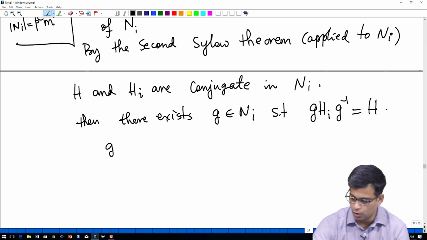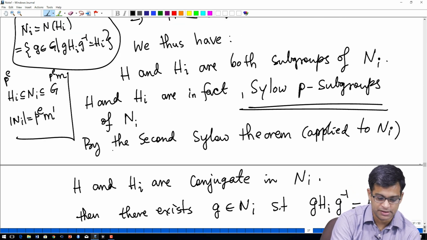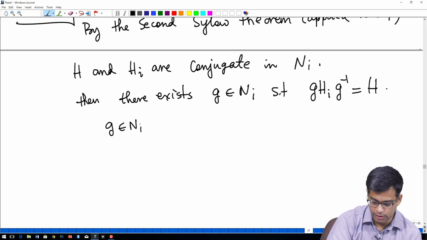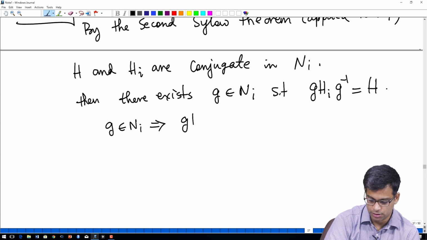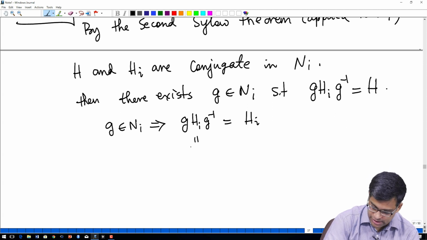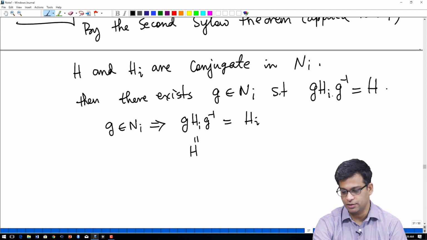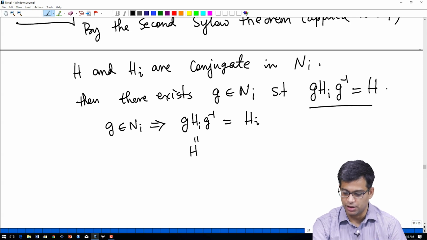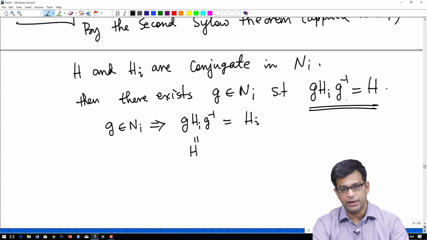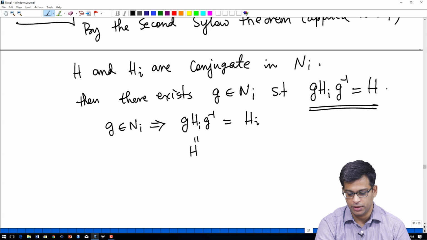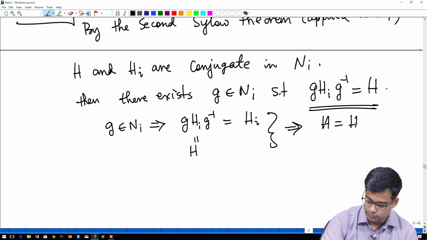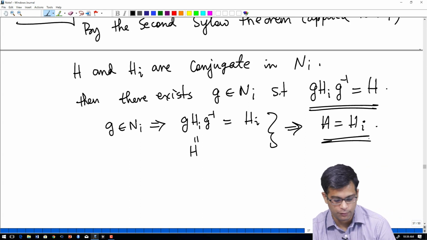But if g is in N_i, recall what N_i is. N_i is the set of elements g such that g H_i g inverse is equal to H_i. So g H_i g inverse is H_i, but this is also at the same time equal to H, because g H_i g inverse is H. That is the consequence of the second Sylow theorem, because they are conjugate. But g being in N_i forces g H_i g inverse to be H_i. This is the definition of N_i. That means H is equal to H_i.